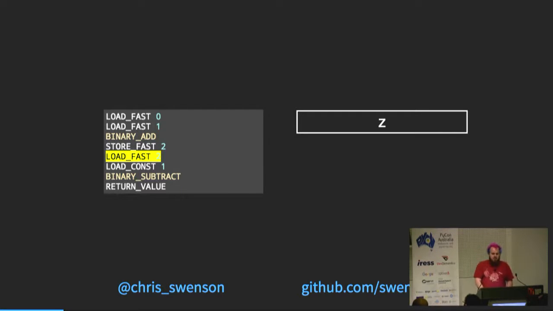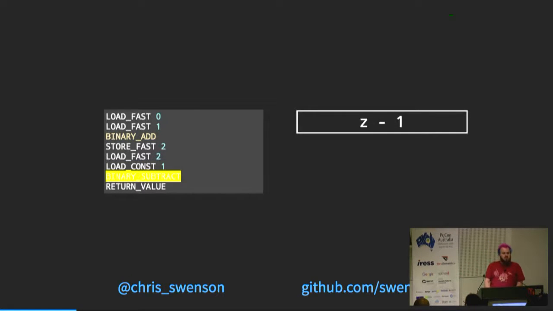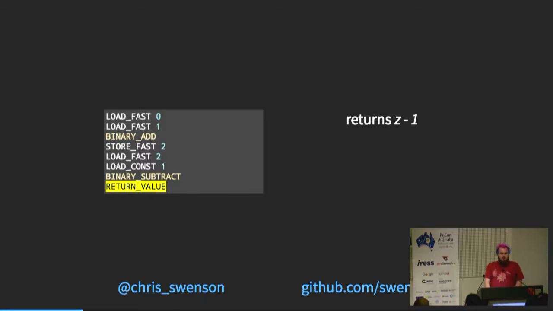Then I want to return z minus 1, so I push 1 onto the stack, subtract them, and then return. And return is just another operation. That's really how the CPython VM works with its bytecode. It's a very, very simple language of pushing things onto the stack and operating on the top few entries of the stack, and that's it.